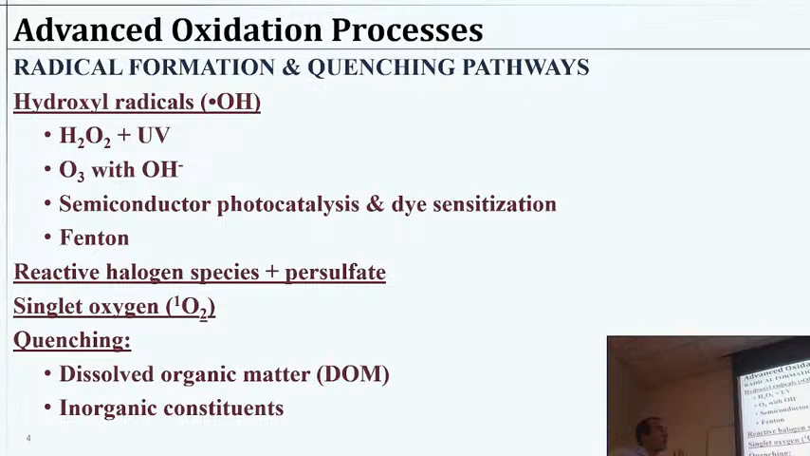Okay, if we are targeting the formation of hydroxyl radicals, there's a few ways to do it. We already mentioned the ozone with OH minus, so basic conditions under ozone situation. We can also take hydrogen peroxide, add UV light to photolyze it. We will get hydroxyl radicals that way. We can do semiconductor photocatalysis. I had some slides on that, but didn't get there. These slides I had on the last one didn't get there.